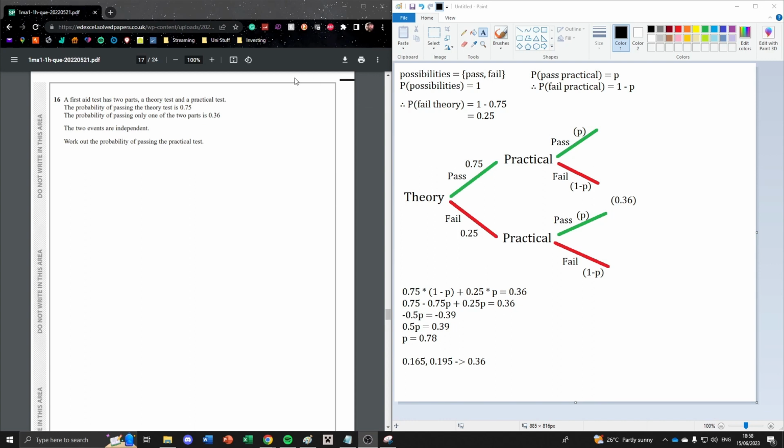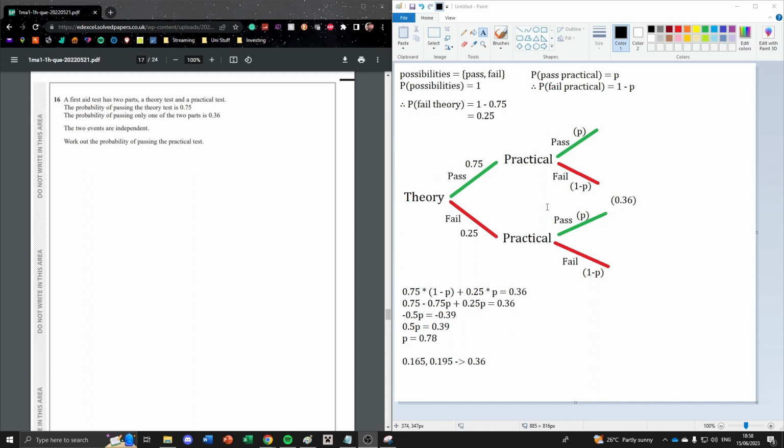Now we're given another numerical value that the probability of passing only one of the two parts is 0.36. So we can achieve that either by passing the theory and then failing the practical, or failing the theory and then passing the practical. So we can see that when we end up at the end of this branch or the end of this branch, that's the condition we're looking at, and that adds to a probability of 0.36.